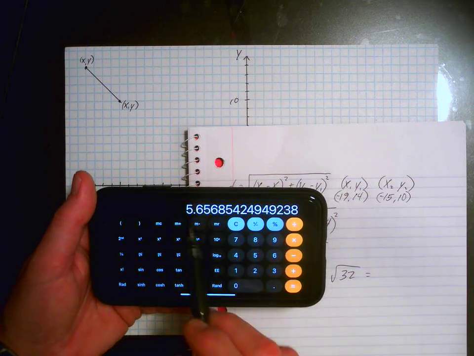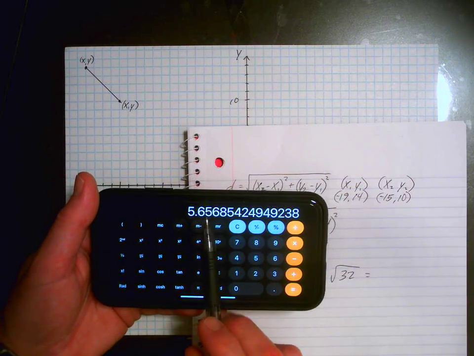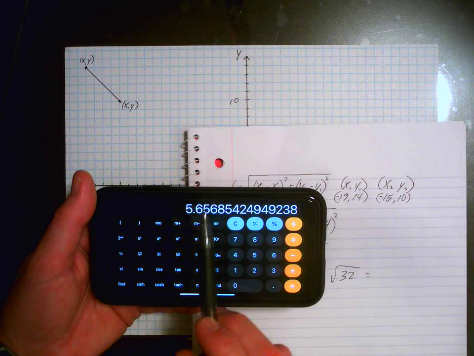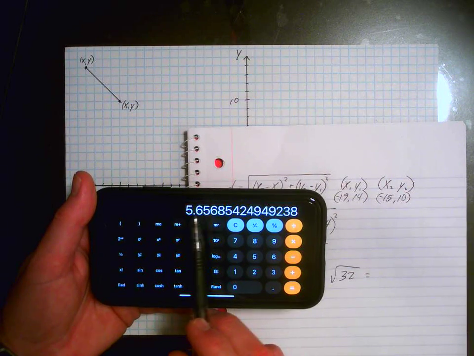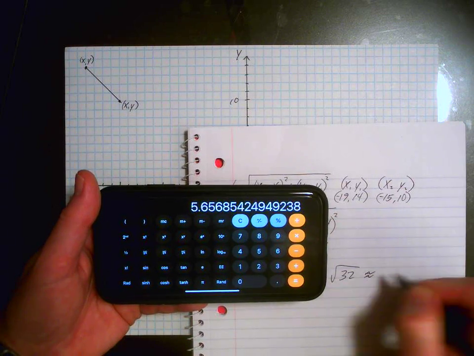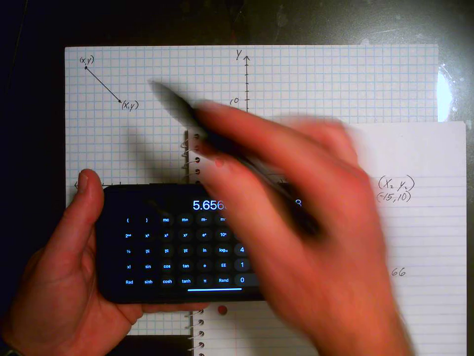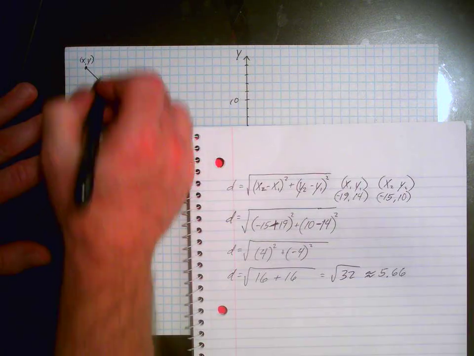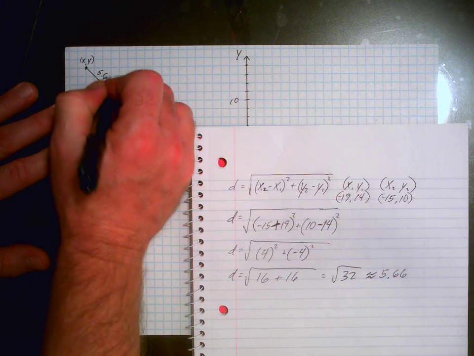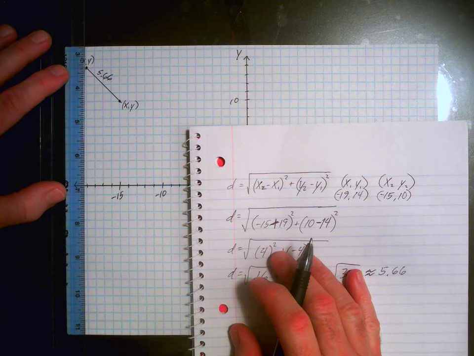Let's just go with hundredths today. So I'm going to look at the spot where the 5 is. The next digit, 6, is greater than 5, so the 5 becomes a 6. It's going to be 5.66, and this becomes approximately equal to 5.66. I'm going to mark that on my picture over here, 5.66.